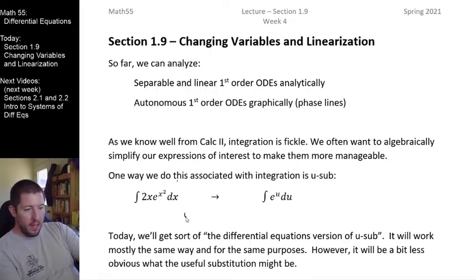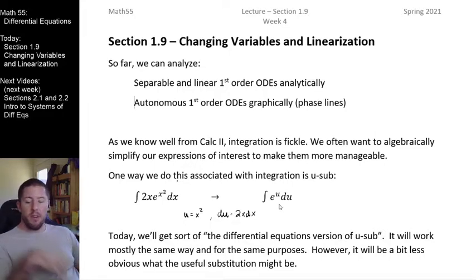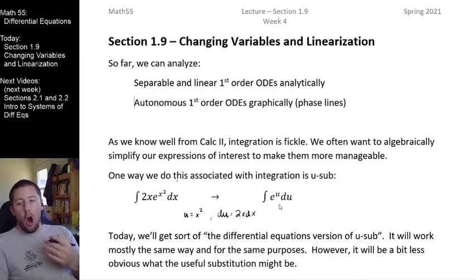And then we say things like, oh, but if you let u be x squared, and then we have du is 2x dx, then it looks like we can just rewrite this integral as just the integral of e to the u, and we've found our way to a solution there, right? So u sub is a way for us to algebraically simplify the expressions of interest so that we are then able to perform the calculus operations of interest.